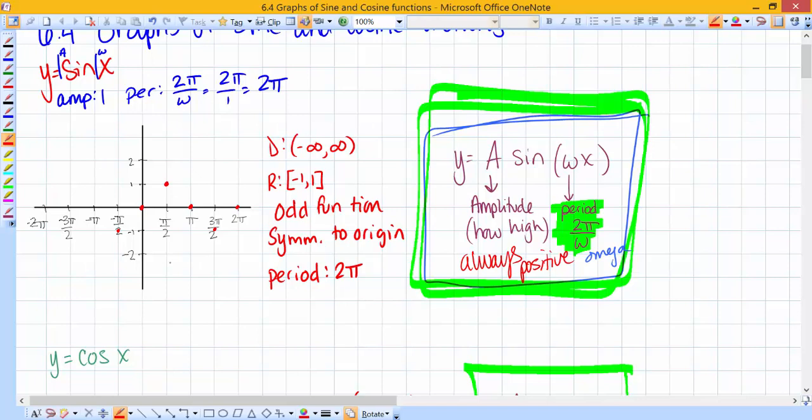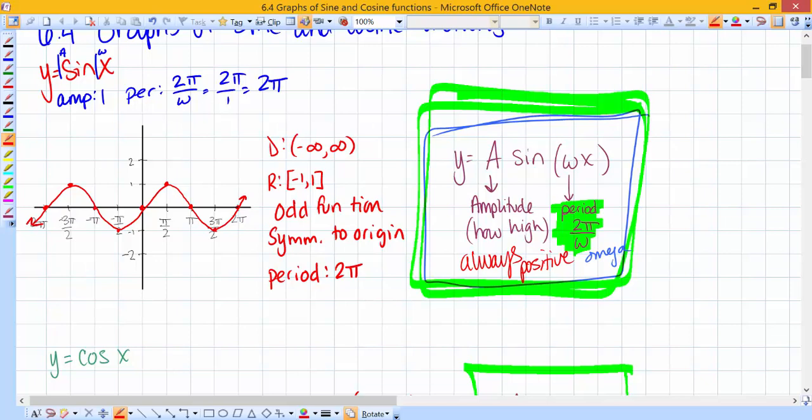But again, symmetric to the origin. So I'm going to use my knowledge of that. This point at 3 pi over 2 is down at -1, so it'll be up at 1 here. So I have my nice smooth curve. That's not going to be super smooth. Now, I'm not looking for perfection, you guys. Take your time.